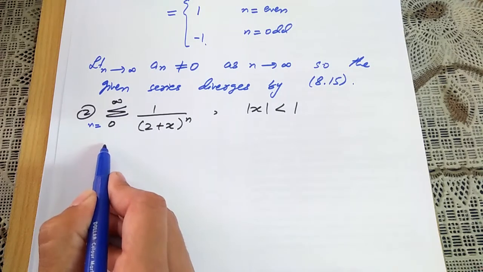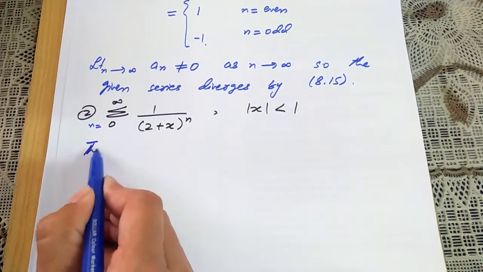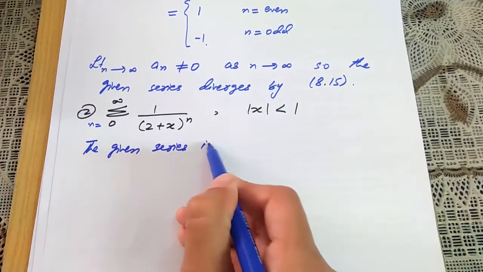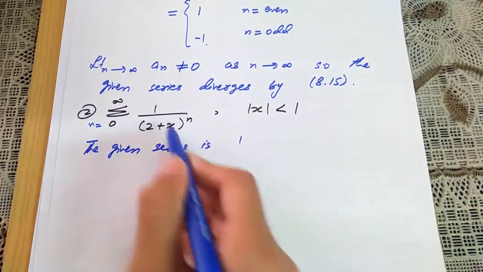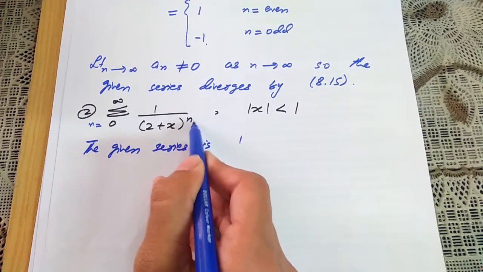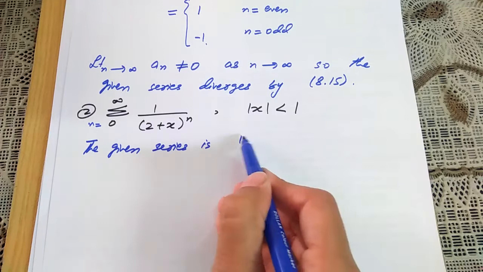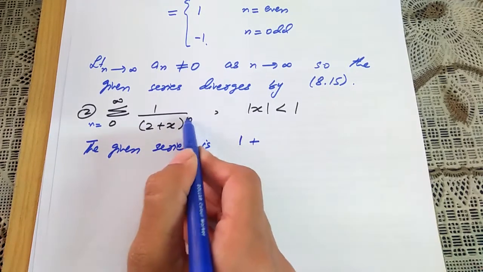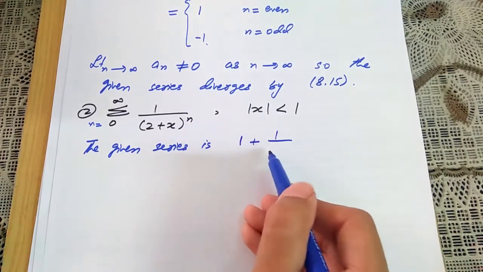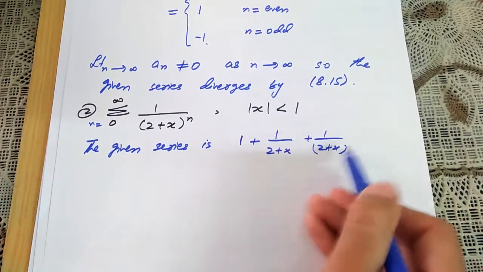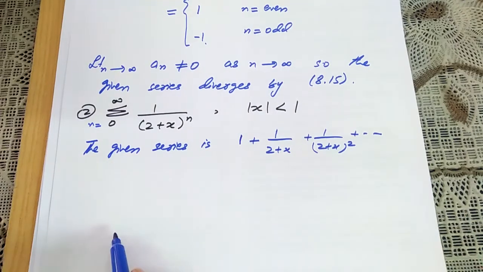The given series is 1 over, if n is 0 here, this whole thing will become 1. So 1 over 1 will give you 1 here. Now put n equals 1 here, you will get 1 over 2 plus x, then 1 over (2 plus x) whole squared, plus and so on up to.